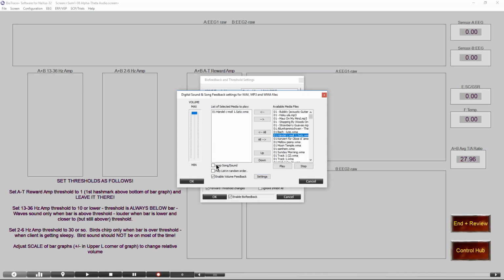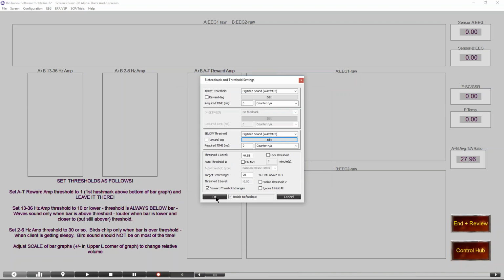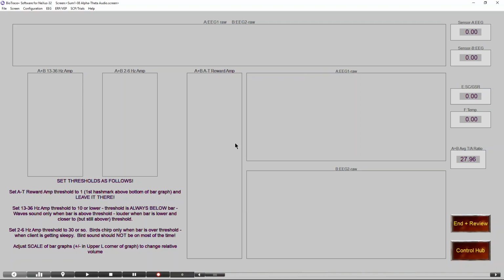So then the question would be, would it be louder when it was closer to the threshold but still underneath it, or would it be louder when it was lower and farther below the threshold? That would be something to choose. I'll have to try that out. Any other questions? Nobody has a question.